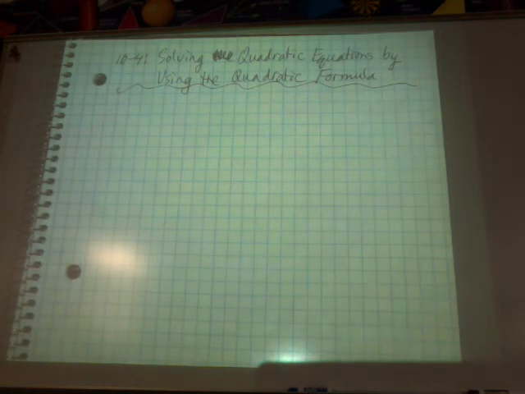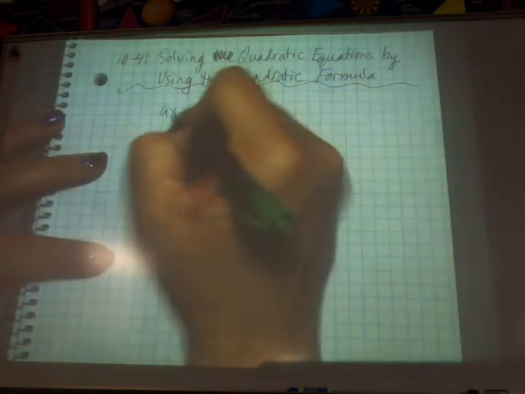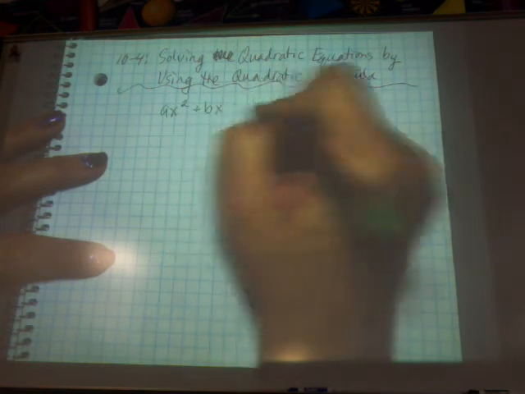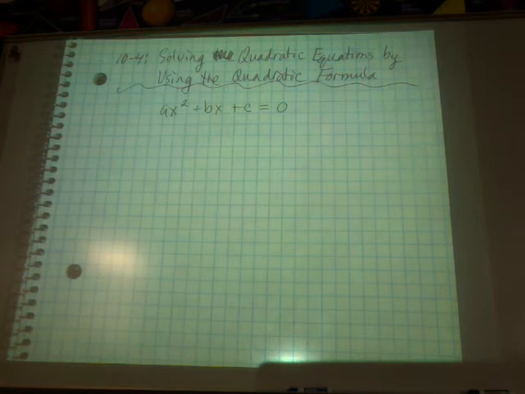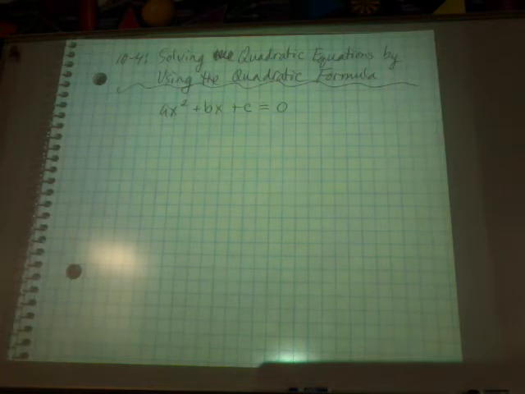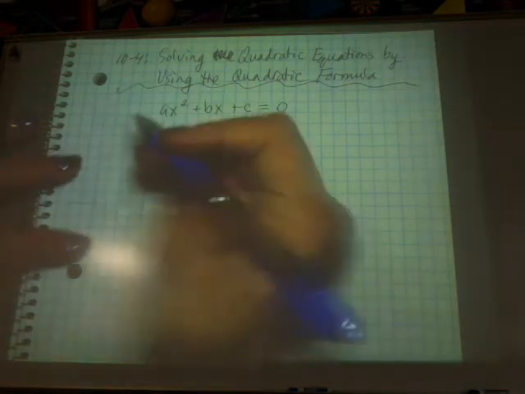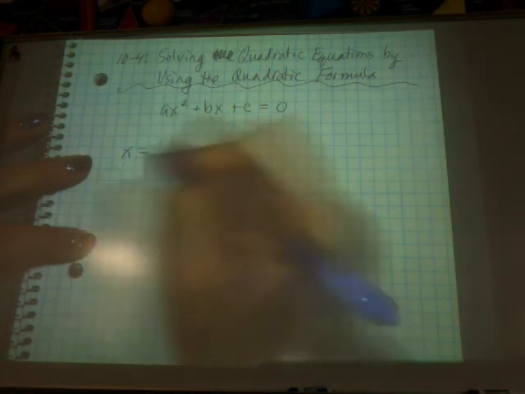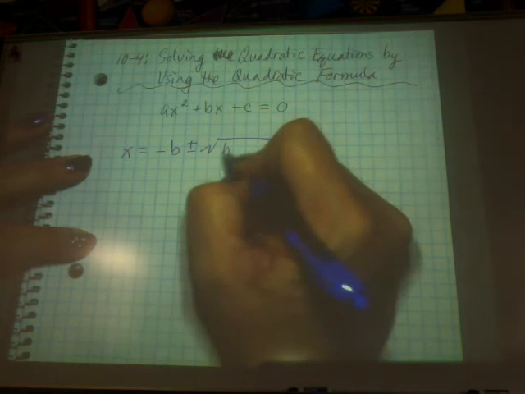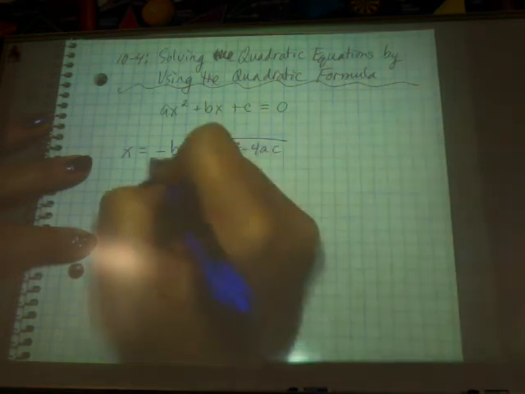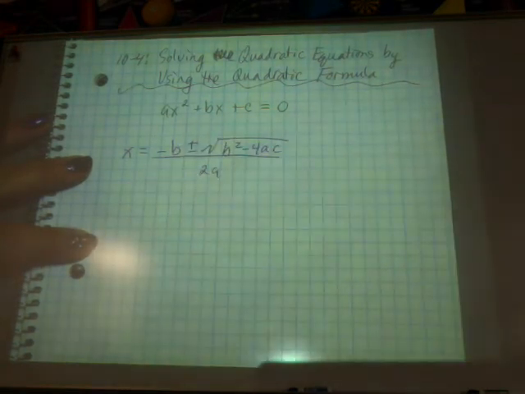So here's the quadratic equation: ax squared plus bx plus c, and we will let y equal 0 when we're solving that quadratic. In other words, finding when it crosses the x-axis. And here is your quadratic formula. x is the opposite of b plus or minus the square root of b squared minus 4ac all over 2a.